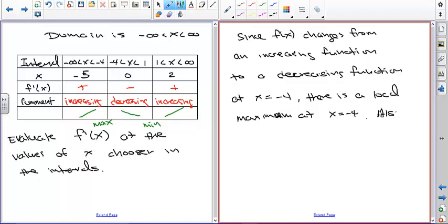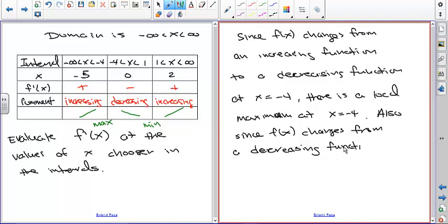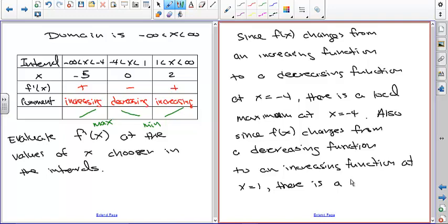Also, since f of x changes from a decreasing function to an increasing function at x equals 1, there is a local minimum at x equals 1.